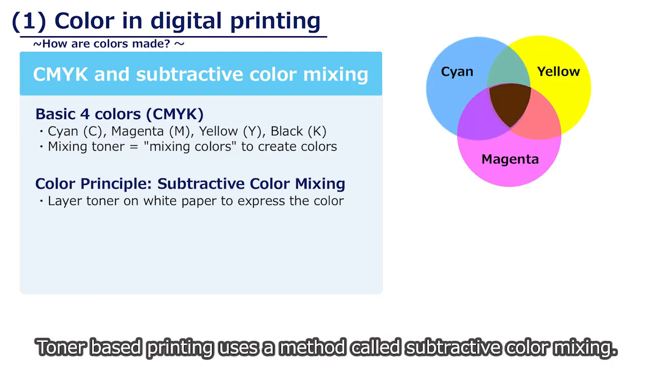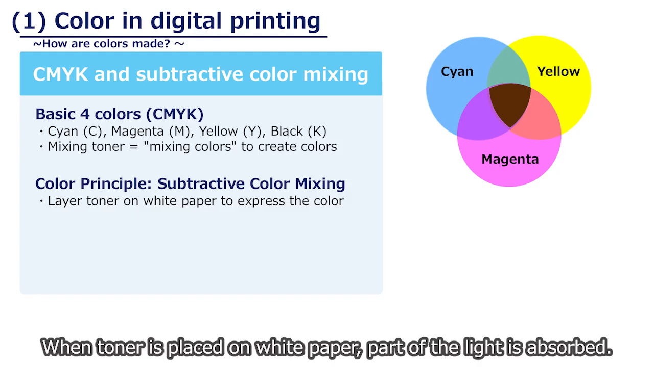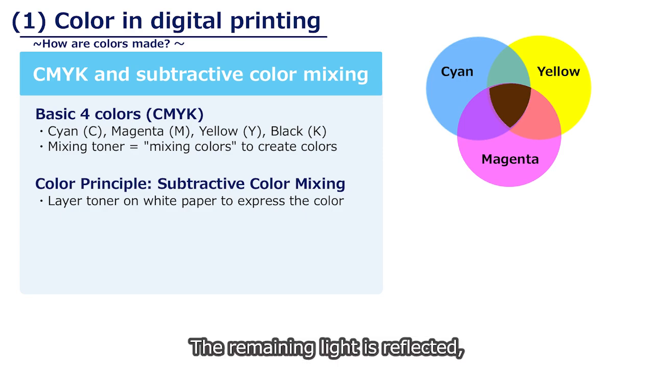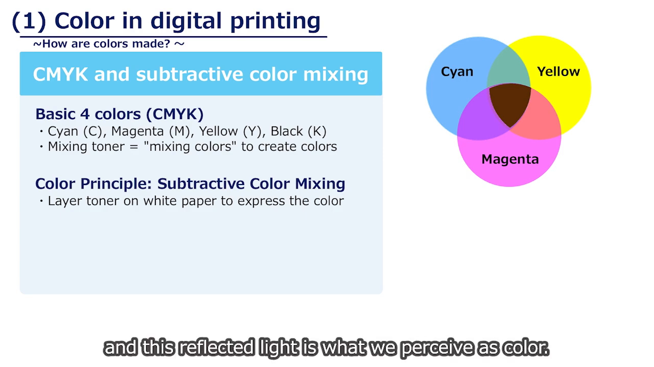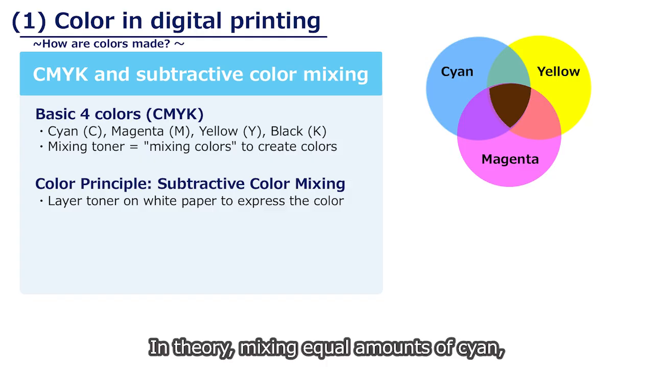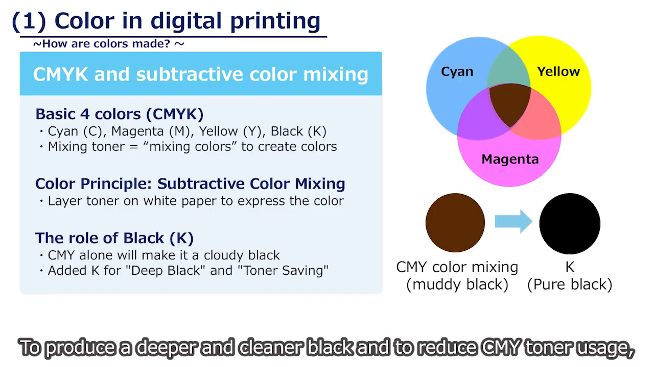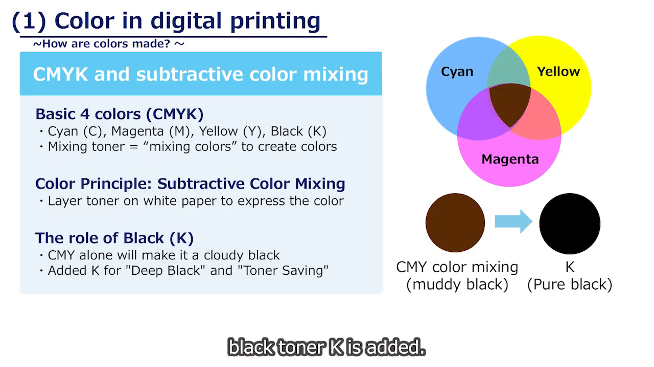Toner-based printing uses a method called subtractive color mixing. When toner is placed on white paper, part of the light is absorbed. The remaining light is reflected, and this reflected light is what we perceive as color. In theory, mixing equal amounts of cyan, magenta, and yellow should create black. In reality, the result is a dark but muddy color. To produce a deeper and cleaner black, and to reduce CMY toner usage, black toner, K, is added.